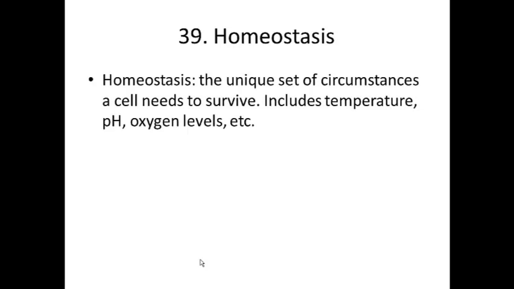This is important for homeostasis, which is the unique set of circumstances needed for a cell to live. So this is things like just the right temperature, just the right oxygen, just the right pH. These are the Goldilocks conditions in order for a cell to survive. And if we cannot maintain these conditions, the cell will die.